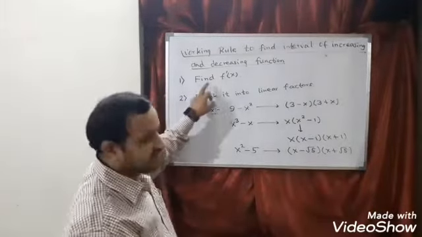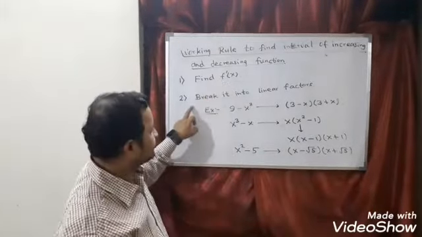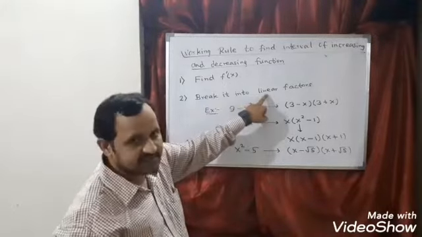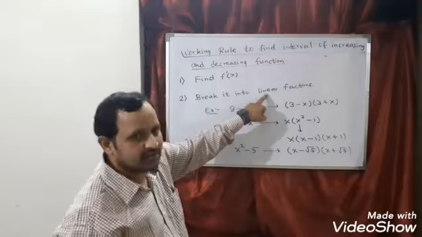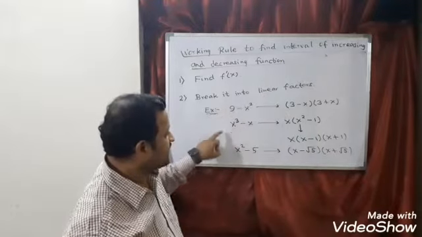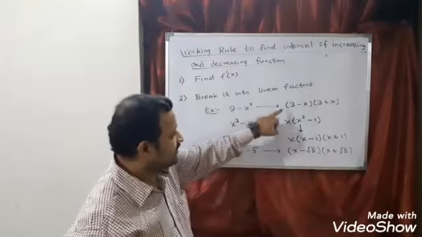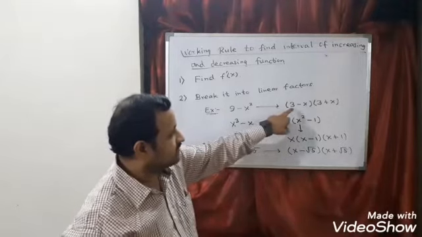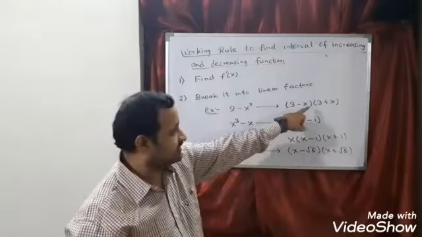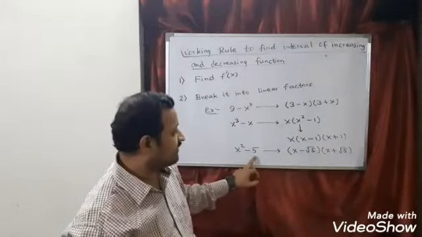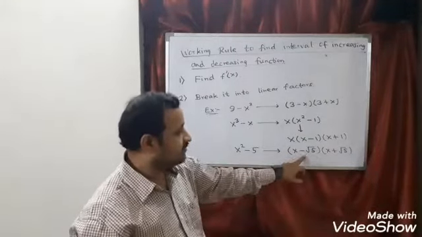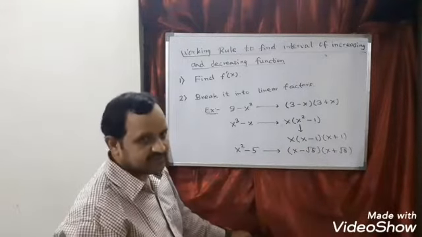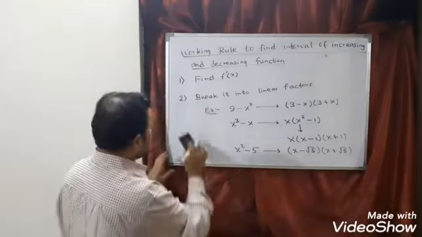So first step is find f dash x. Second step is break it into linear factors. Linear means degree of x should be 1. So in these examples you can see here we have broken this and written 3 minus x into 3 plus x, and x square minus 5 we can write as x minus root 5 into x plus root 5. Let us see the third step.